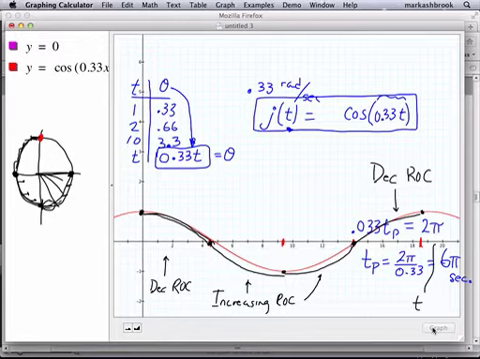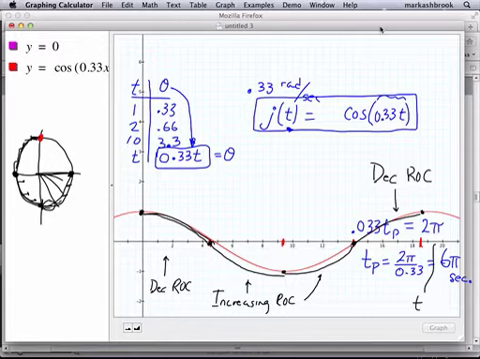Okay, so that's the actual graph of cosine 0.33t. And so it checks out. Is there more to answer on this question? Was that the last thing? Any questions on this one?